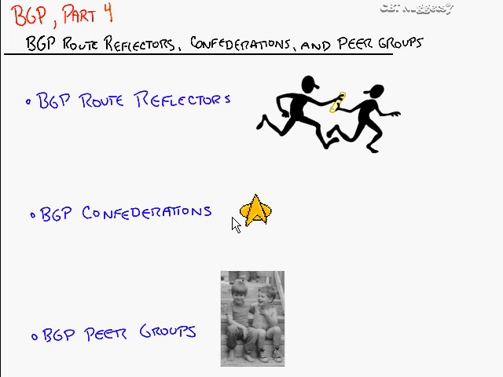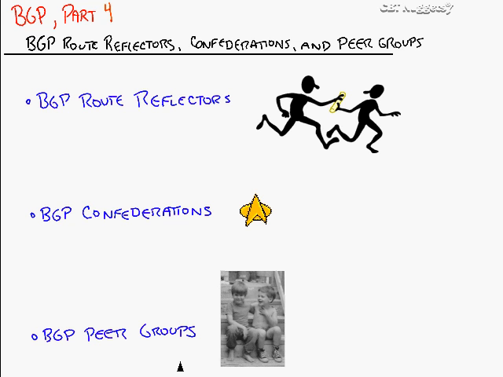So with BGP confederations, I'll show you how we can break it down into sub-autonomous systems, and we'll get into the private autonomous system numbers. You break it down for not only the ability to replicate routes correctly, it kind of overlaps with route reflectors, but also for manageability purposes.